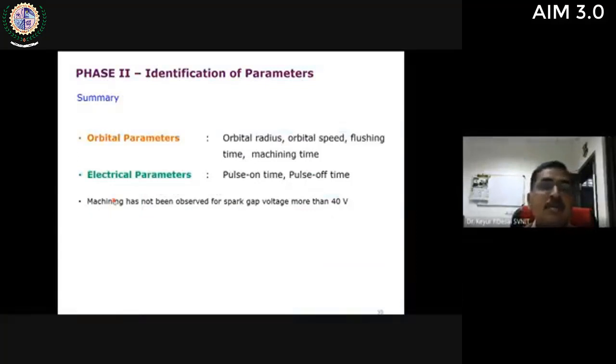After carrying out this experimentation, we could understand that orbital parameters are also required to be studied, and electrical parameters are also of significance. As far as orbital parameters are concerned, orbital radius, orbital speed, flushing time and machining time are more important parameters. And as far as electrical parameters are concerned, pulse on time and pulse off time are more important. Machining was not observed for spark gap less than 40 volts.